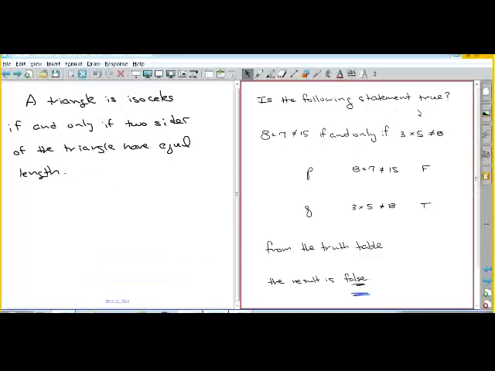And here's an example. Is the following statement true? It is a biconditional statement because it has this if and only if. 8 plus 7 is not equal to 15 if and only if 3 times 5 is not equal to 8. So just from a truth value standpoint, the first statement is false. 8 plus 7 is equal to 15, so 8 plus 7 not equal to 15 is false. And 3 times 5 is 15, which is not 8. So the second statement is true. So just using the truth table, one being false and the other being true, the biconditional result is false.